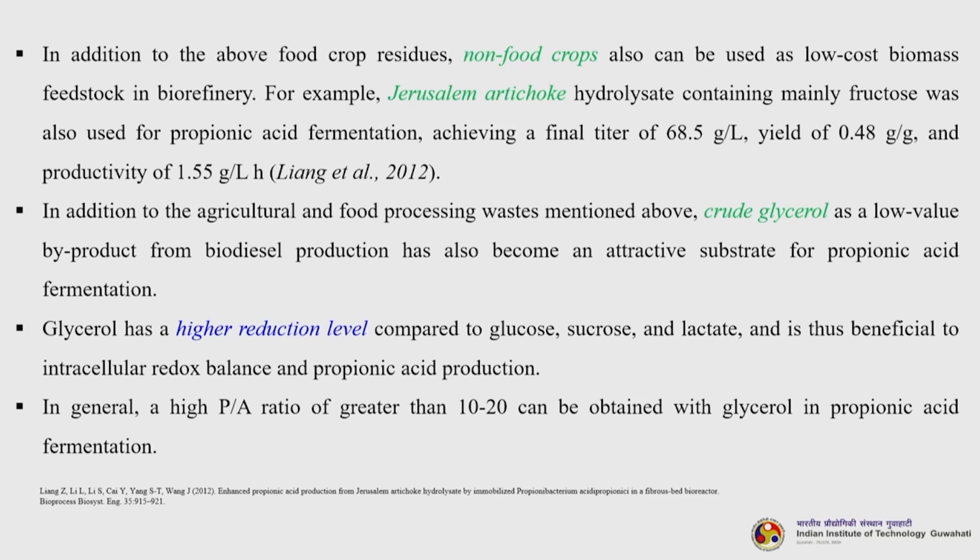In addition to the agricultural and food processing wastes mentioned above, crude glycerol, a low value byproduct from biodiesel production, has also become an attractive substrate for propionic acid fermentation. Glycerol has a higher reduction level compared to glucose, sucrose and lactate and is thus beneficial to intracellular redox balance and propionic acid production. In general, a high P to A ratio of greater than 10 to 20 can be obtained with glycerol in propionic acid fermentation.